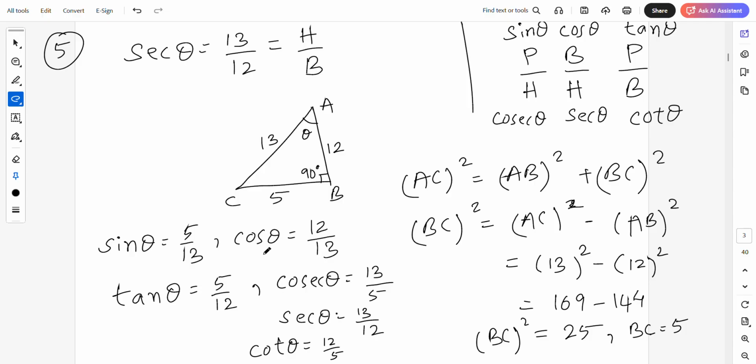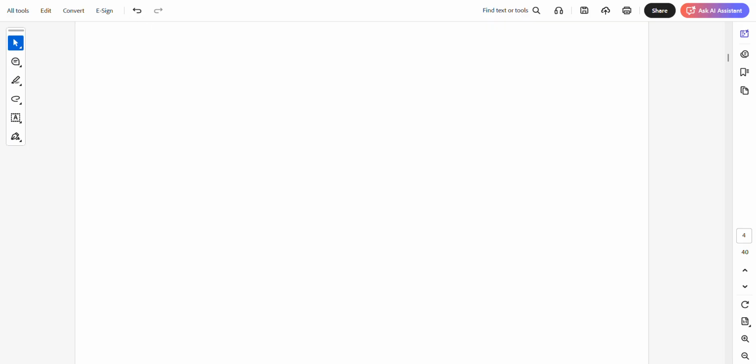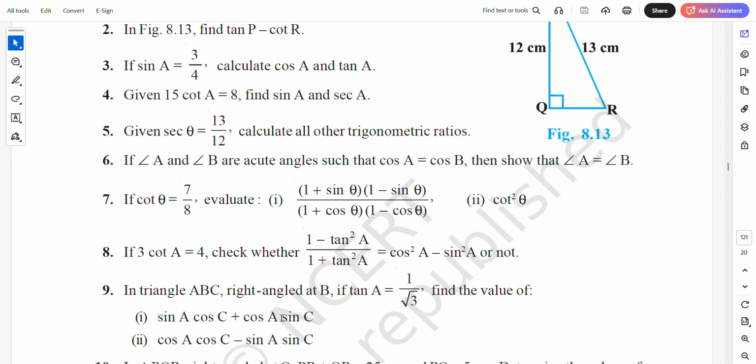Okay, one is given, all the other 5 we have written. Sin theta, cos theta, tan theta, cosecant theta, secant theta was given, and we have written cot theta, which is 12 by 5. Now let us go to the next problem, the sixth problem. Today we will be solving problem number 1 to problem number 6.